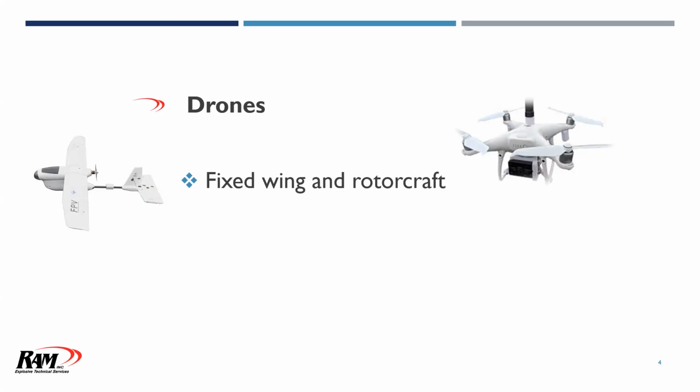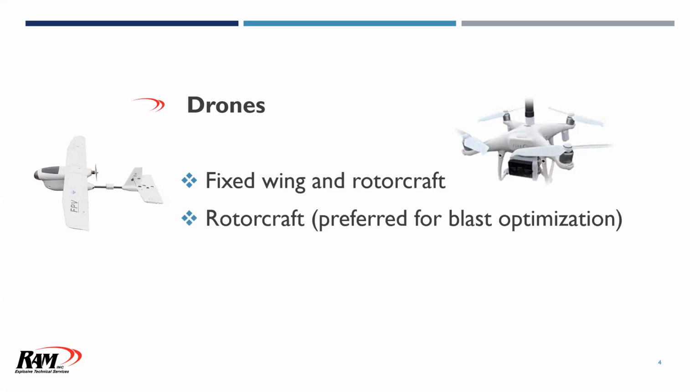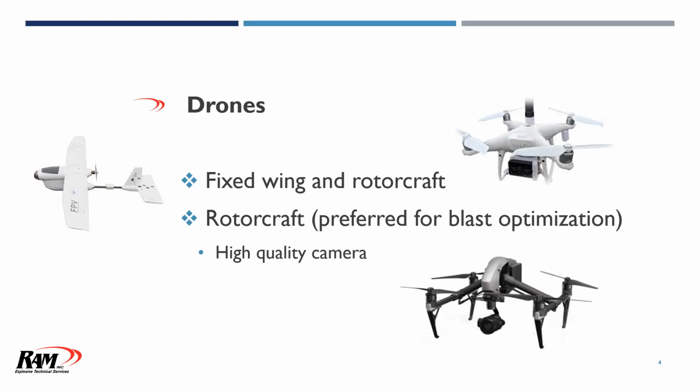And what we found is that the rotorcraft, really, in our experience, has given us the capabilities that we need to be able to go in there and do a proper blast optimization program. And where the fixed wing just didn't quite cover all the capabilities that we need with that. But either way, with both those, some of the key things that you need is, one, a very good high quality camera, which typically a lot of your higher end drones that come out today have these types of cameras with it.